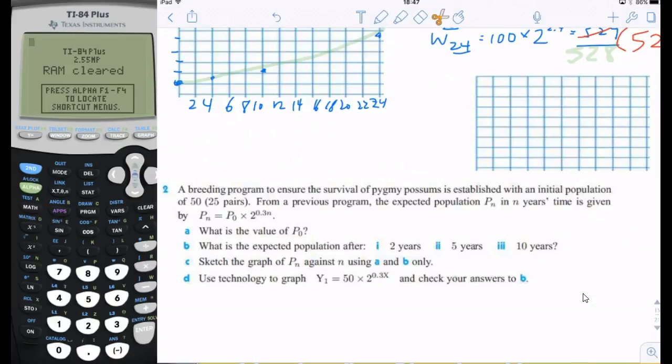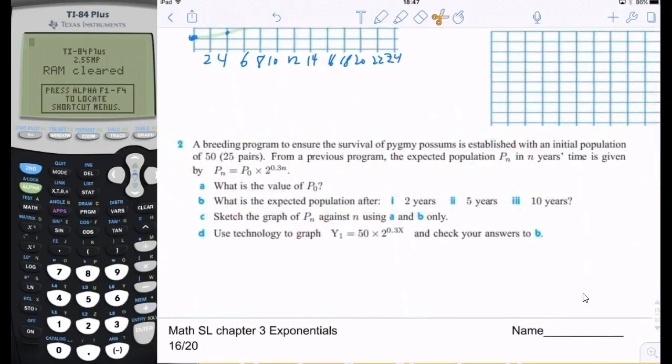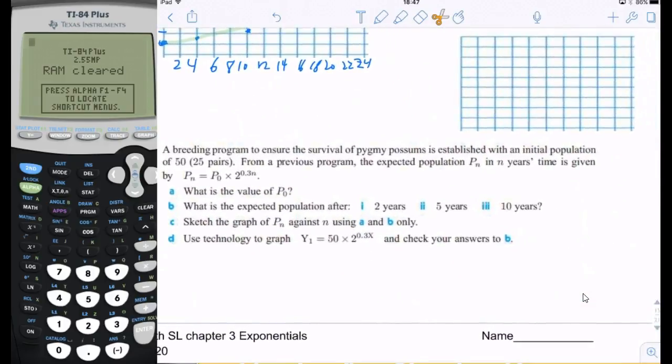Problem number 2 of page 15. A breeding program to ensure the survival of pygmy possums is established with an initial population of 50, 25 pairs. From a previous program, the expected population p subscript n in n years' time is given by p subscript n equals p sub 0 times 2 to the 0.3 n power. What is the value of p subscript 0?